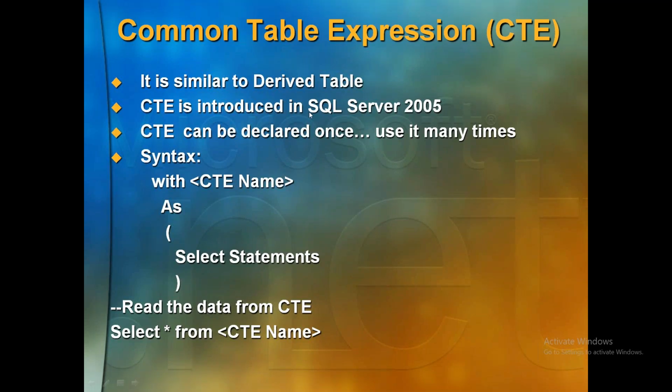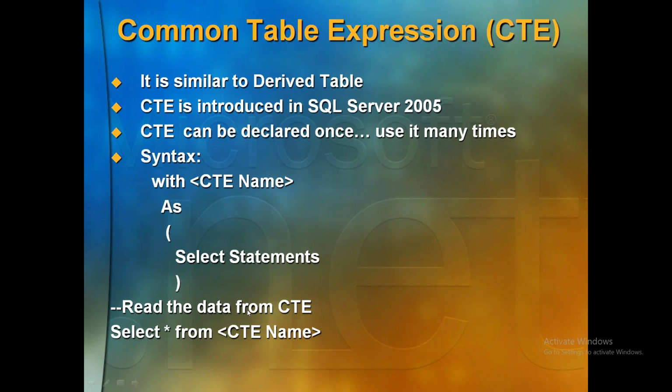Clear? CTE is introduced for this. A CTE can be declared once and used many times. So this is the point that differentiates a derived table from a CTE. A CTE can be used many times, but a derived table can be used only once. Clear? So with the CTE name as the query, SELECT star from the CTE name.